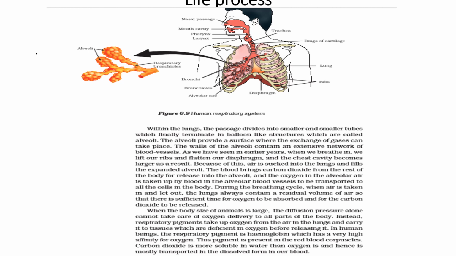Our chapter is life process, and today we are going to discuss the respiratory system of human beings. I already explained to you about internal respiration and external respiration. Internal respiration takes place inside the cell, and external respiration takes place in the lungs. Internal respiration is also called cellular respiration, and external respiration is also called breathing.